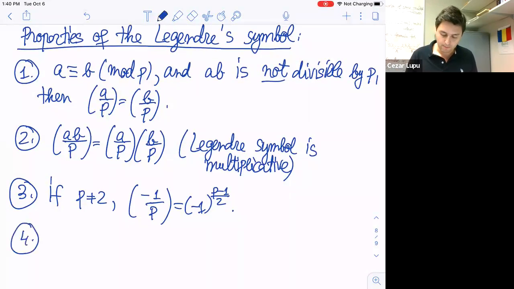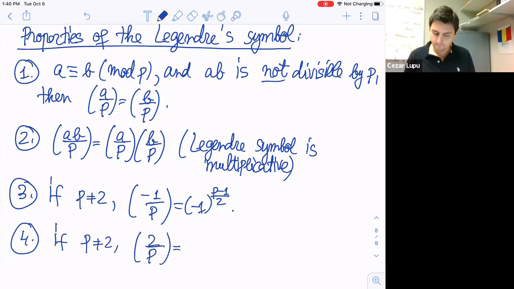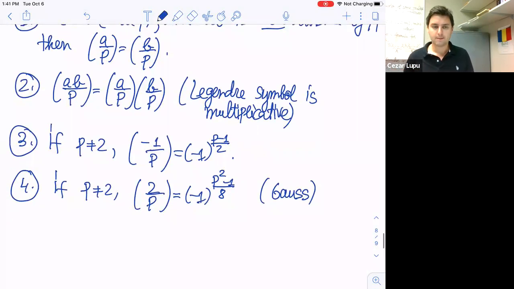The fourth one, again, if P is different than 2, then 2 by P is the same as negative 1 to the power P squared minus 1 over 8. I think this is, I don't know, Gauss proved this. I don't recall exactly who proved it, but anyway, you will see something more general by Gauss reciprocity theorem.